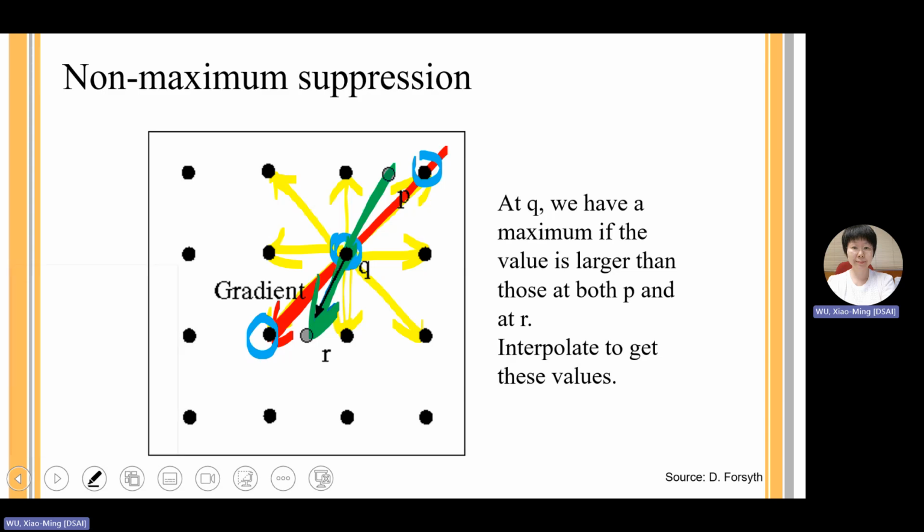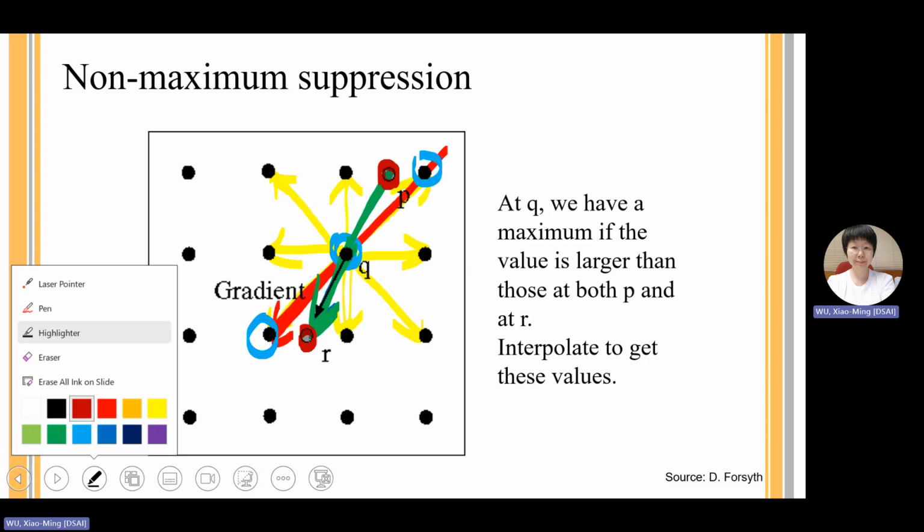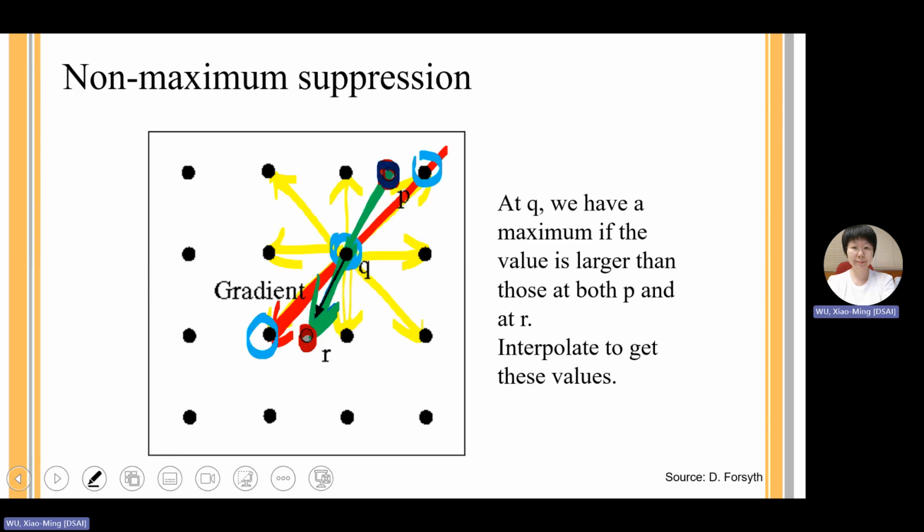But there are no pixels. The two neighboring pixels are not real pixels. They do not exist within the image. So we need to calculate their gradients by interpolation. That is, we can compute the gradient for this fake pixel by doing interpolation, using the gradient values of this pixel and this pixel.